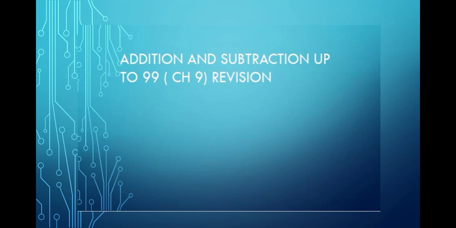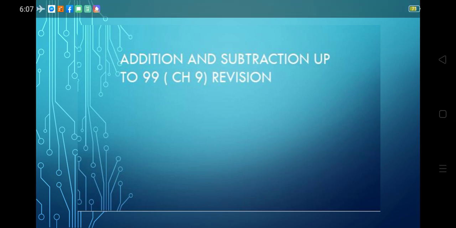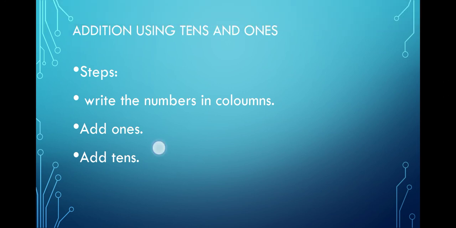For doing addition using tens and ones, there are mainly three steps. What are those steps? Step number one is write the numbers in columns. Suppose two numbers are given, like 21 plus 4. You have to write that 21 and 4 in columns first. Then the second step is add the ones place. Then the third step is add the tens place. Then finally addition using tens and ones is completed.